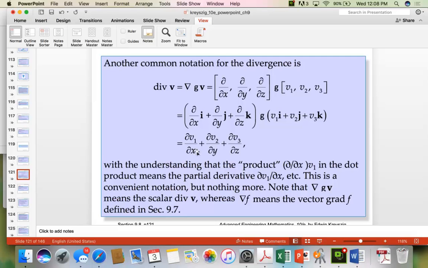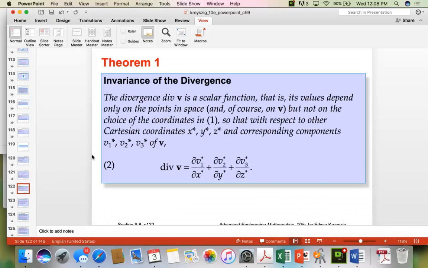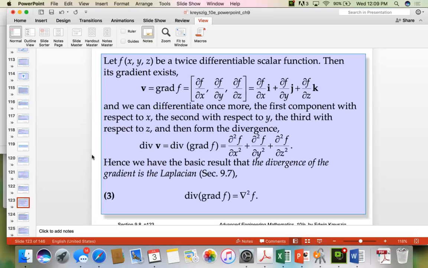So anyway, this basically gives you a scalar. It's sometimes referred to as a scalar divergence. So del dot v, the del dot, is an operation that can only be done on a vector quantity, whereas the gradient del of f is done only on a scalar quantity. The divergence depends only on the point in space because it is a scalar. So if we had a spherical coordinate system or a cylindrical coordinate system, the value of the divergence at a given point would be the same. So it's invariant across coordinate systems.